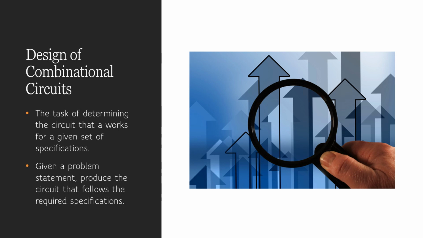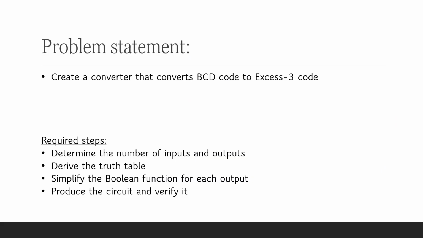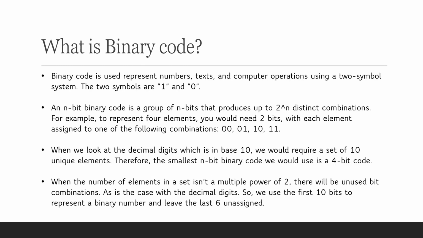So our problem statement is we need to create a converter that takes BCD code values and turns them into XS3 code values. First, we need to understand what's being asked of us. So first we need to establish what is binary code. Binary code is used to represent numbers, text, and computer operations using a two-symbol system. Those two symbols are 1 and 0, and this is the main language of digital technologies.